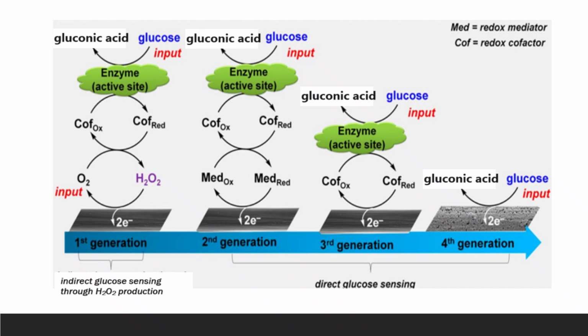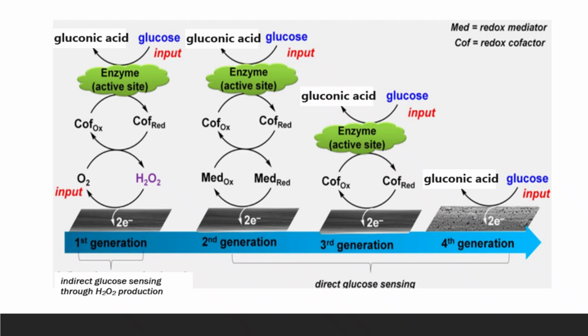When this mediator is getting oxidized, it releases an electron, and this electron is measured by the sensor. The amount of electron released is directly proportional to the amount of glucose present in the blood. Again, here we have a difficulty: we have added one more component. Initially we had enzymes and cofactor, now we have also added the mediator, so again we were not able to get a very accurate answer.